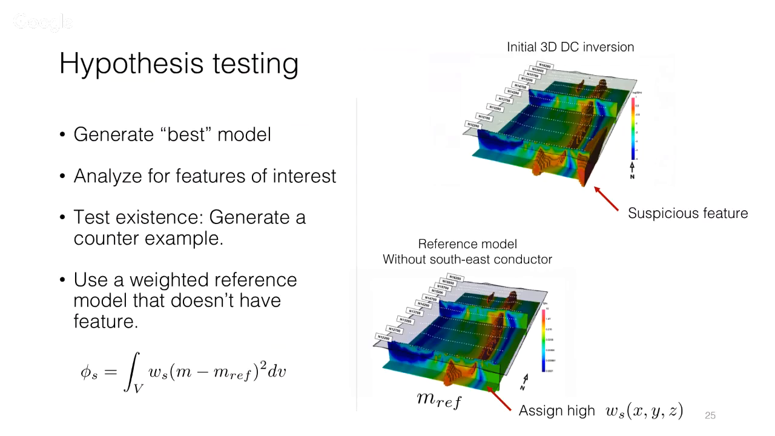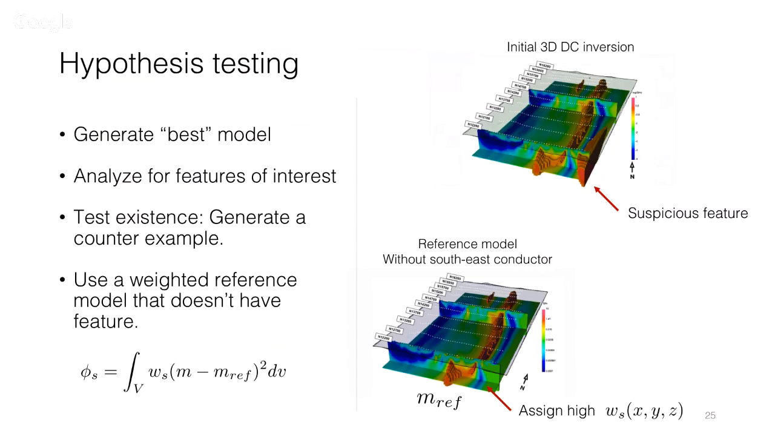Much confidence that it's there. So how could you do that? Well, you could do that by making a reference model that didn't have this. So take the solution that you already have. It basically fits the data. Get rid of the picture that you're querying. And then make a reference model that is representative of the model without the feature.